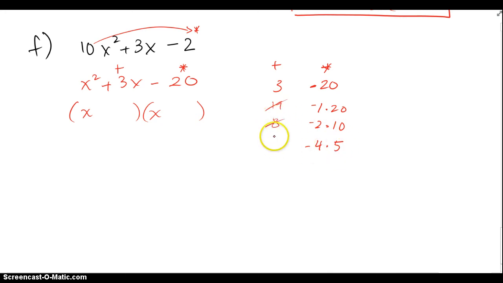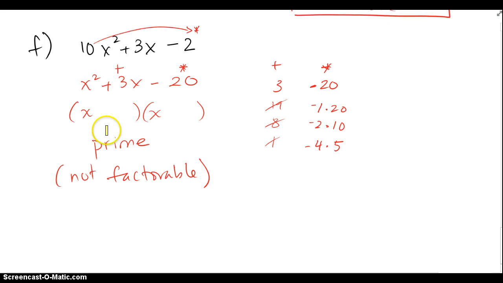That doesn't work. That doesn't work. I exhausted my entire list of factors. None of them work for me to be able to complete the two binomials. So if you come across something like that, then the answer is prime. In other words, it wasn't factorable. If some polynomial is not factorable, then the answer is prime. So keep that in mind, that it is possible that your polynomial may be prime and you won't be able to break it up.